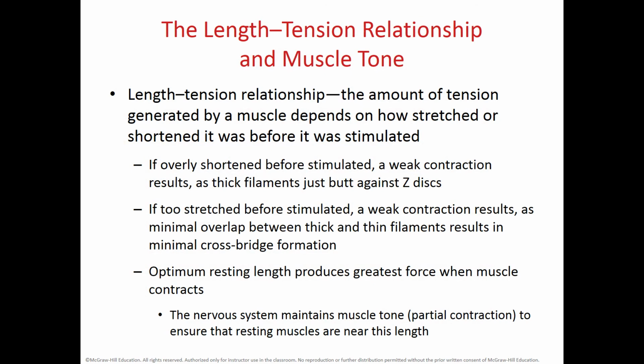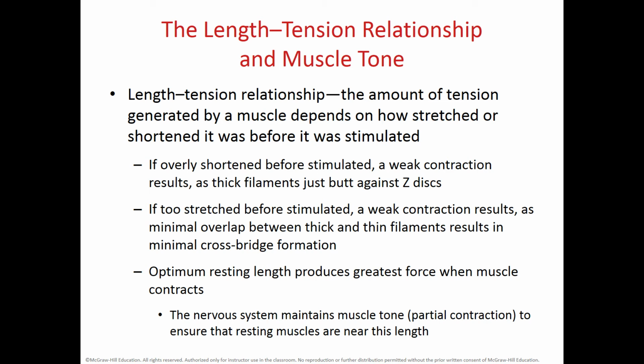Now, there is a relationship between the length of the muscle fiber and the tension and the muscle tone. So the length-tension relationship in muscle fibers is how much tension or strength is generated by the muscle in comparison to its length, or how stretched or shortened it was before it was stimulated. So if you have a very strong contraction of the muscle before it is stimulated, you will have a weak contraction.